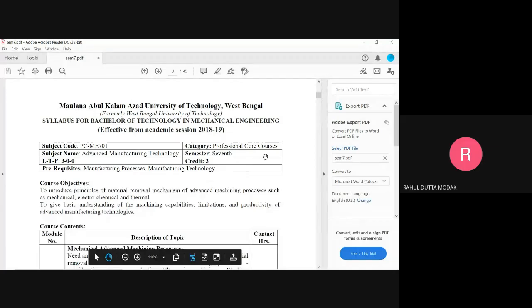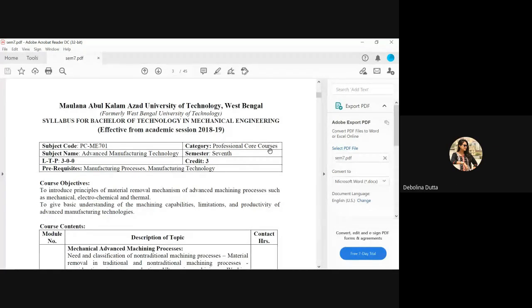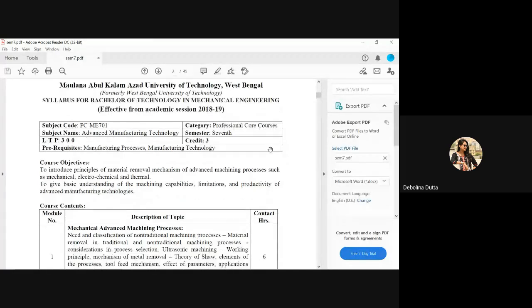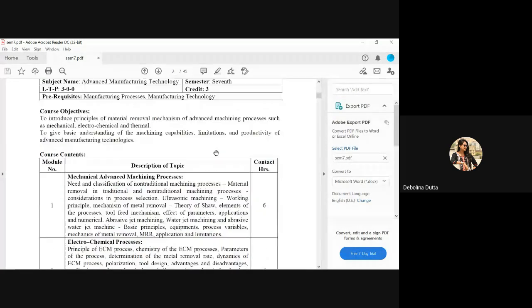Yes, ma'am. Okay, so this is one of the professional core courses, and this is not an elective course. This is a prominent course of your 7th semester. So this is Advanced Manufacturing Technology, and the credit is 3. So what is the prerequisite? The prerequisite is manufacturing processes, manufacturing technology, of which a basic idea was already given in the previous semesters.